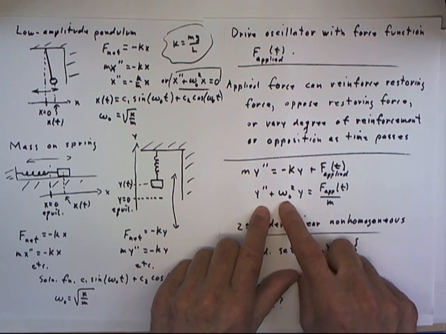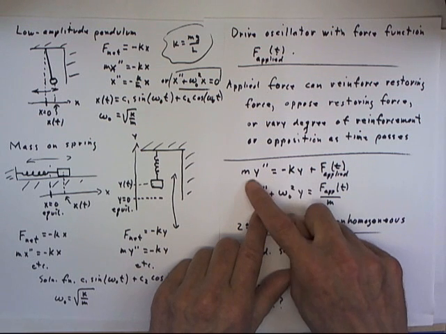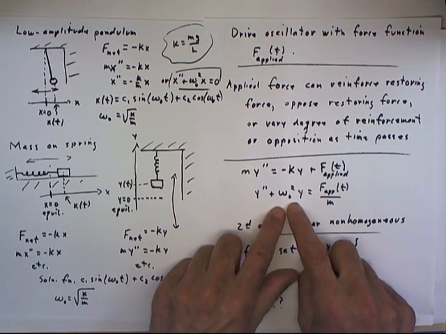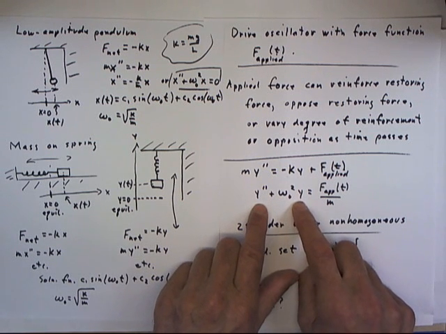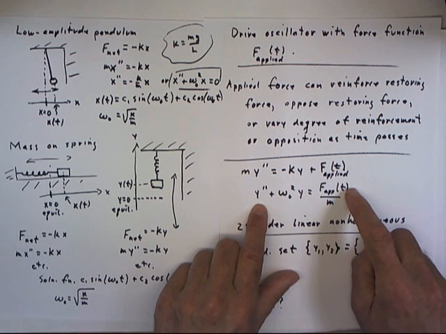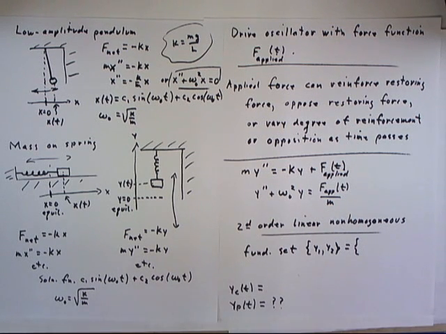Again, if omega naught equals the square root of k divided by m, we move this term over here, it becomes positive, and we get this equation: y double prime plus omega naught squared y equals F applied of t divided by the mass.